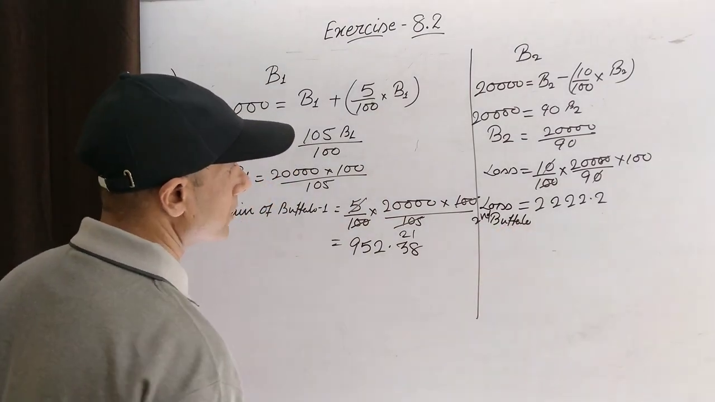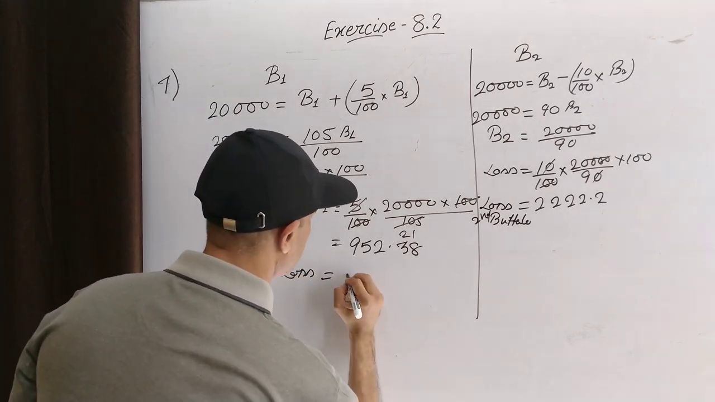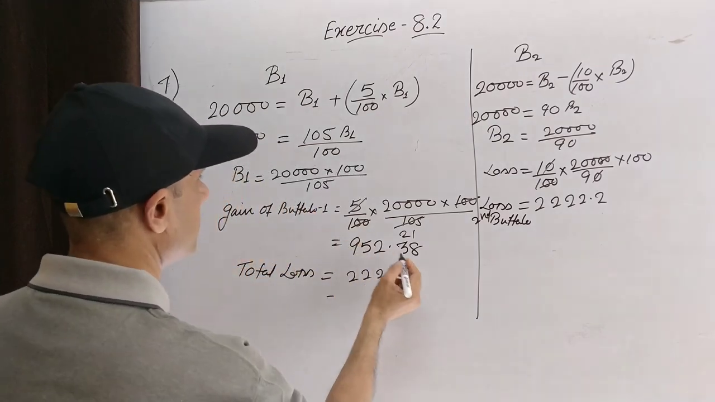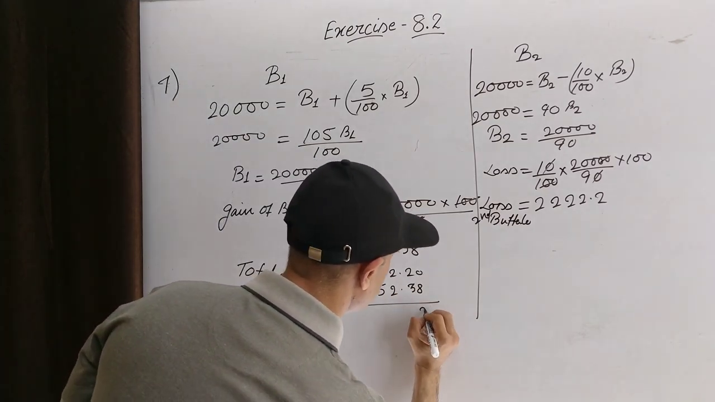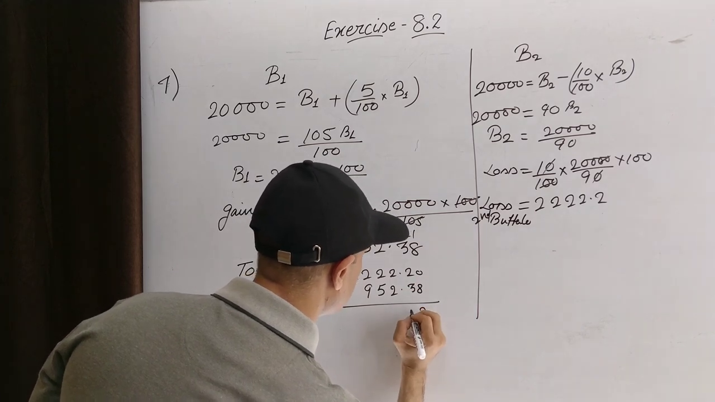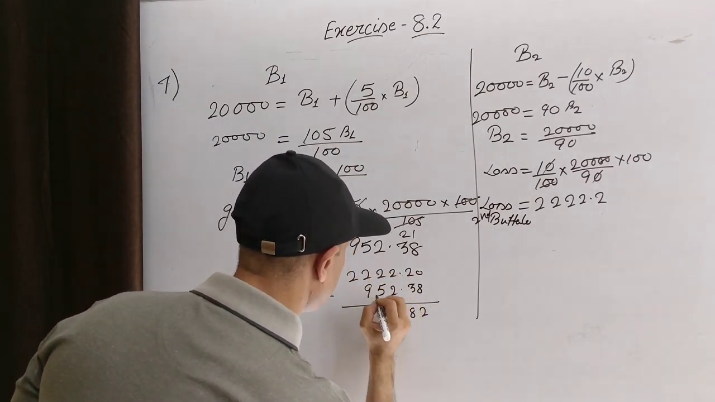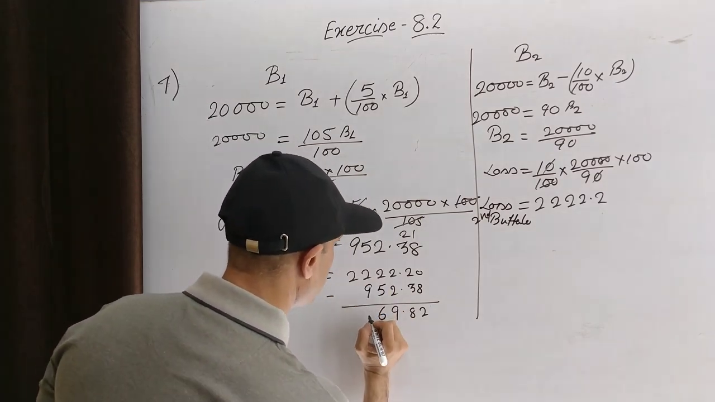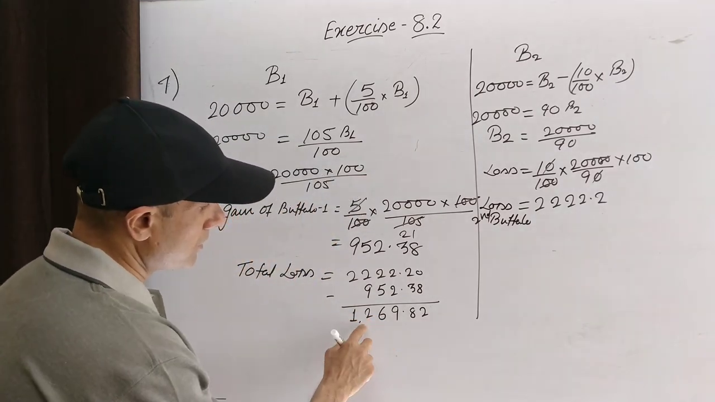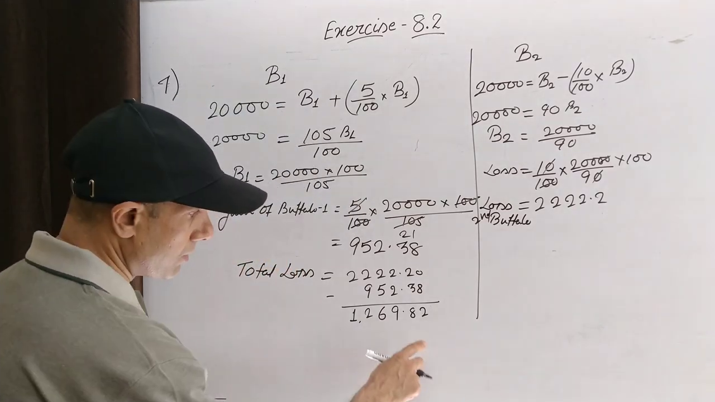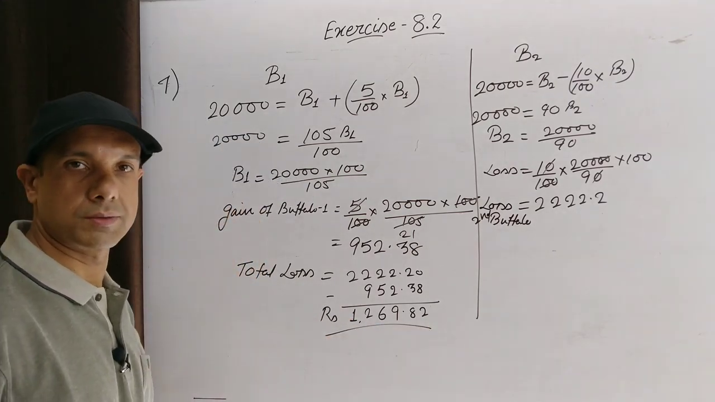Okay, so this is of course larger, so total loss will be equal to the loss on the second minus the gain on the first buffalo. This comes out to be 1269.82 rupees is the total loss. Total loss is equal to this much rupees. Clear?